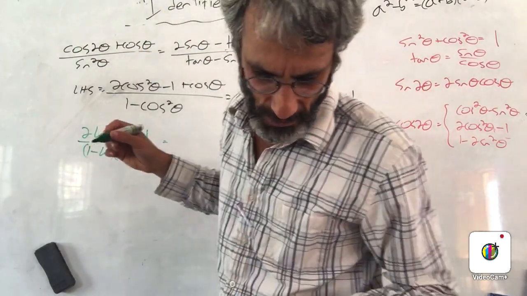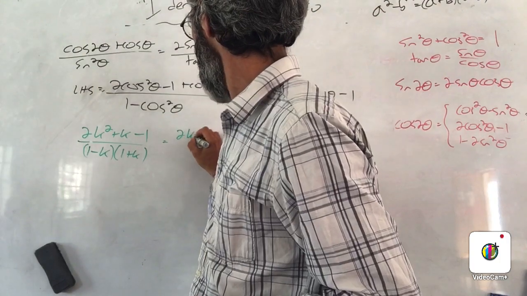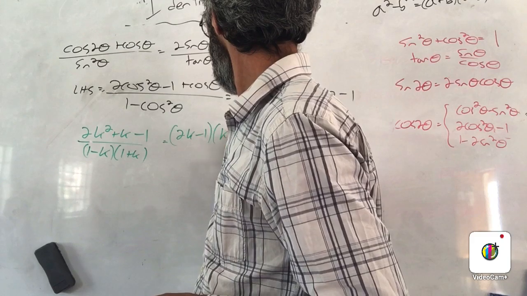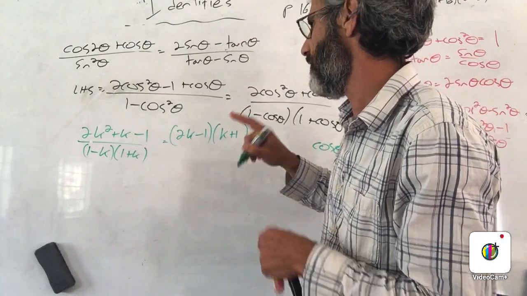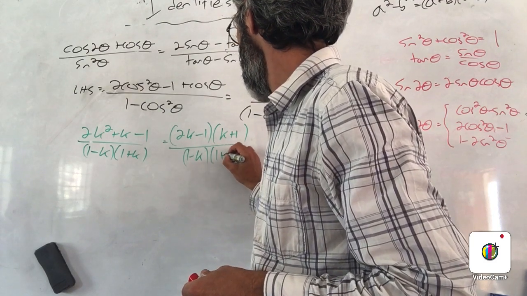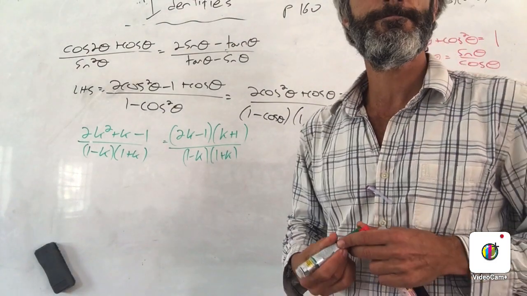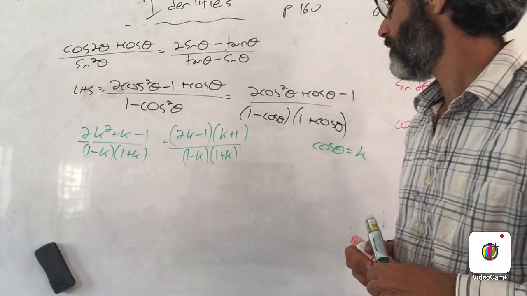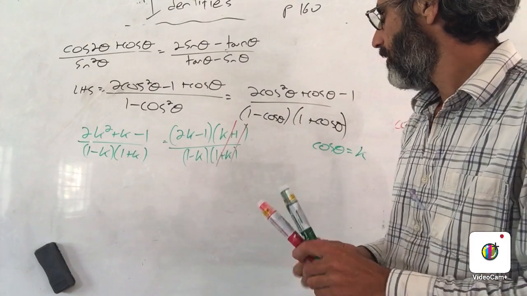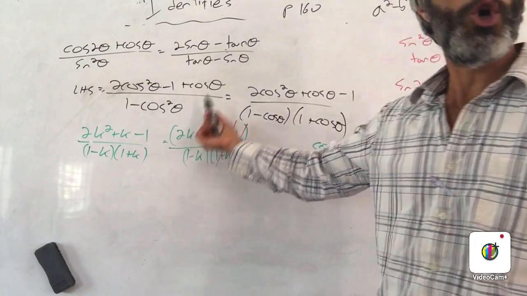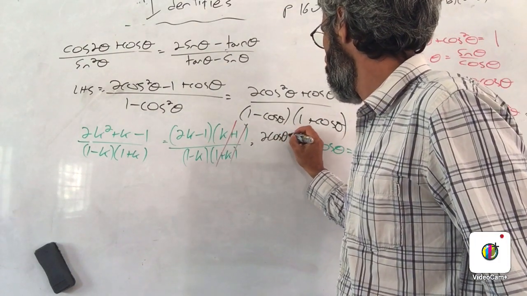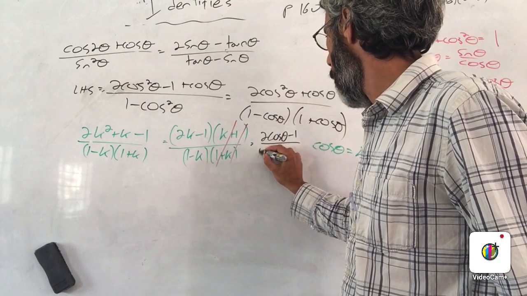That's going to be, and I'll just tell you, okay? So it's going to be 2k minus 1 times k plus 1. Let me see that works. It does work, okay? And then I've got 1 minus k, 1 plus k. Okay, are we happy with that? Okay, what do I do now? Cross cancel. Okay, lastly, well no, not lastly, obviously, but I need to go back to our theta. So I'm going to write 2 cos theta minus 1 divided by 1 minus cos theta.